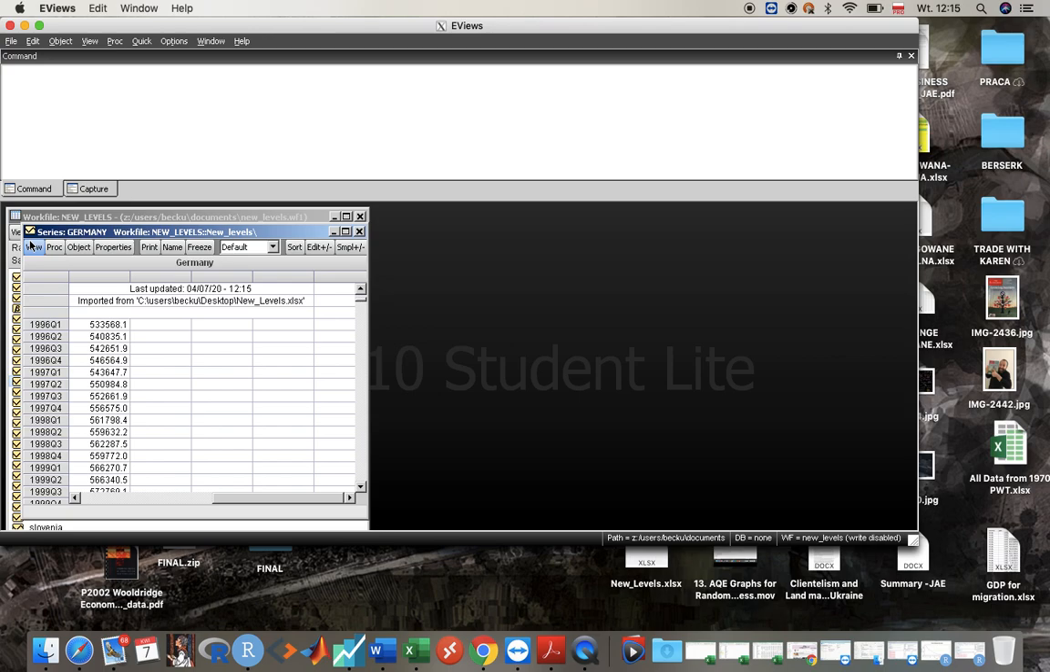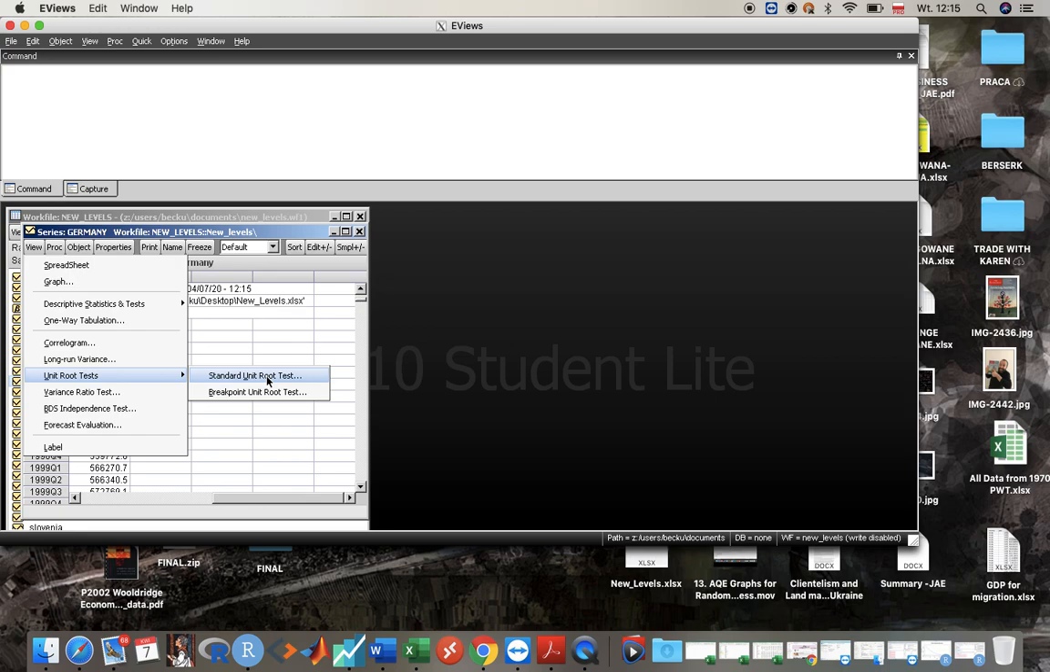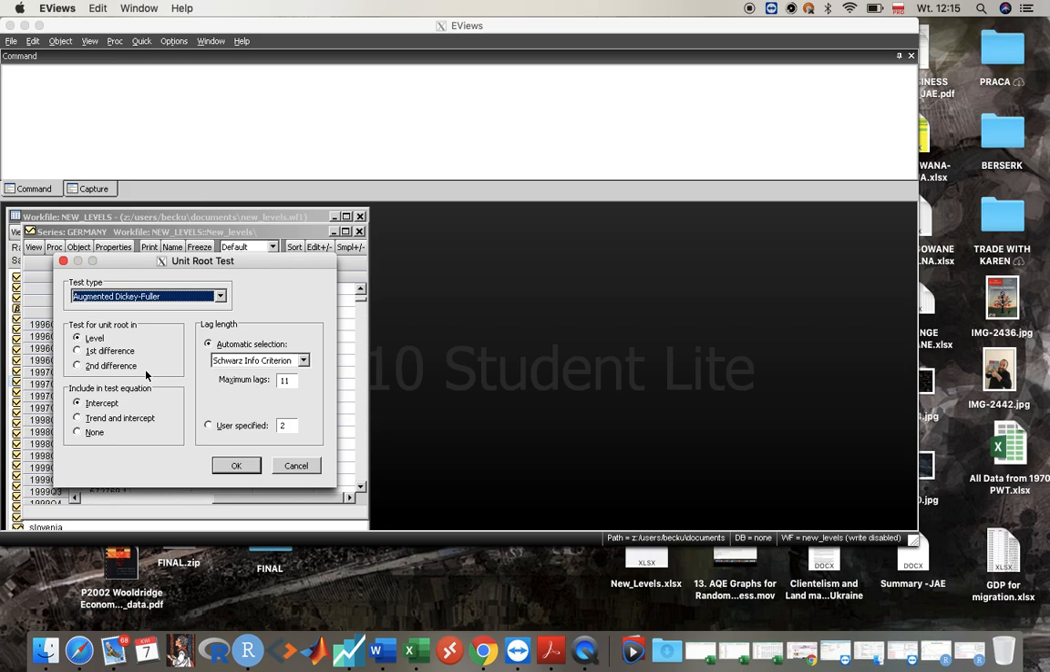and I go to view, unit root test, and we're gonna do the standard unit root test, and this is enough for us. And look, here we have the augmented Dickey-Fuller test. This is the most appropriate one in the context of what we are doing here. And we see that here you have the test for unit root in level. Level is just simply the value of the variable. Then we have what should we include in the test? Intercept. Well, we do not include intercept if we would expect a pure random walk. But of course, GDP is increasing over time, so we need to have at least intercept.